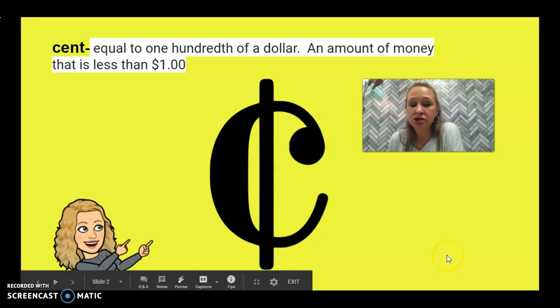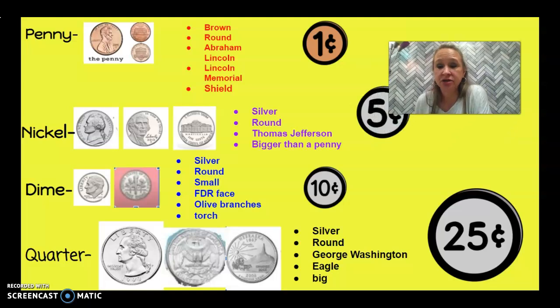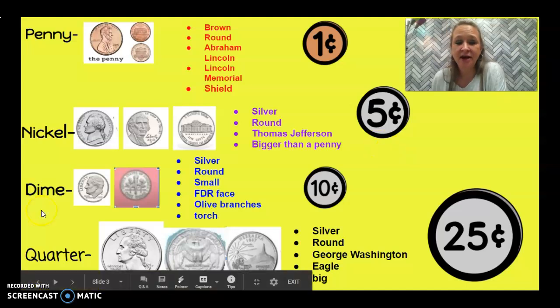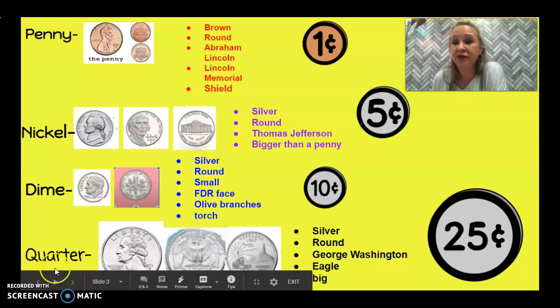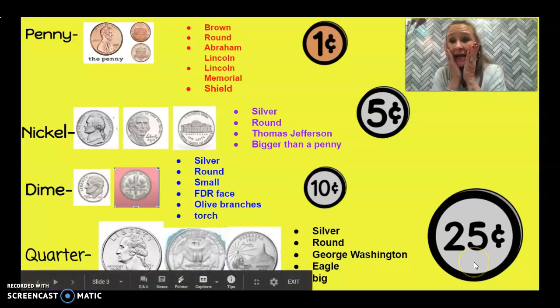Let's review our anchor chart from yesterday. The past 2 weeks, actually, we've been adding to this every day. We have our penny that's worth 1 cent. We have a nickel that's worth 5 cents. We have a dime that's worth 10 cents. And yesterday we learned about the quarter that has George Washington's face, maybe the bald eagle, maybe a state, but it's worth 25 cents. Yikes!